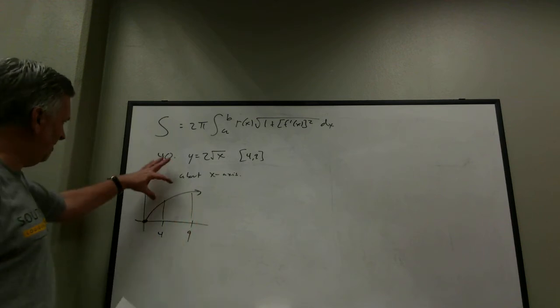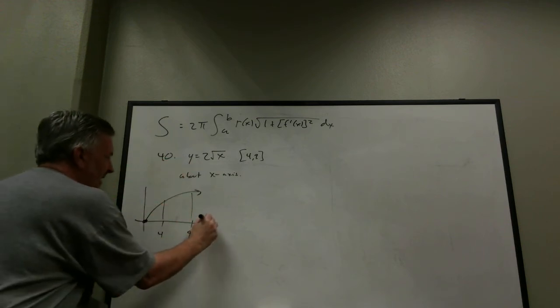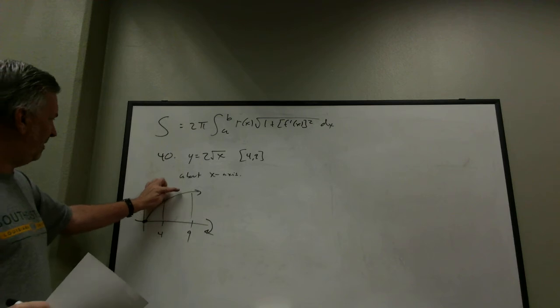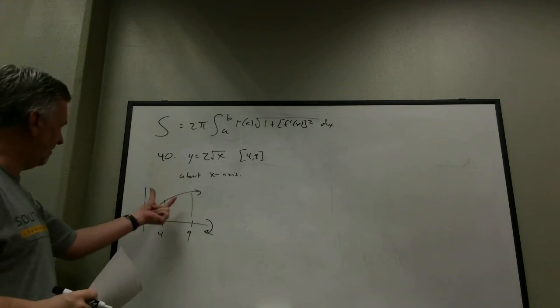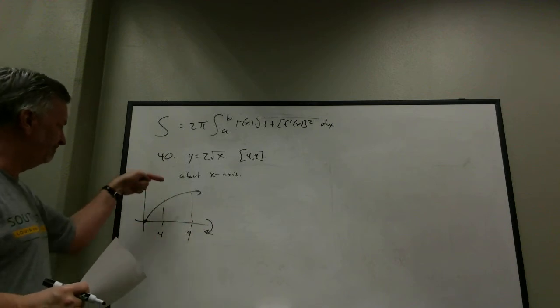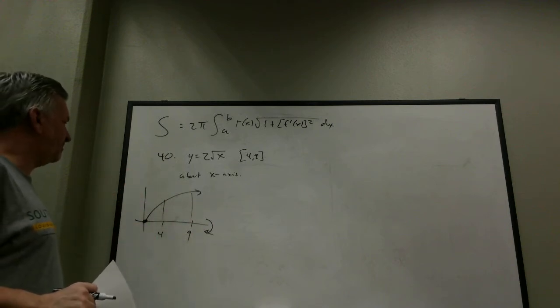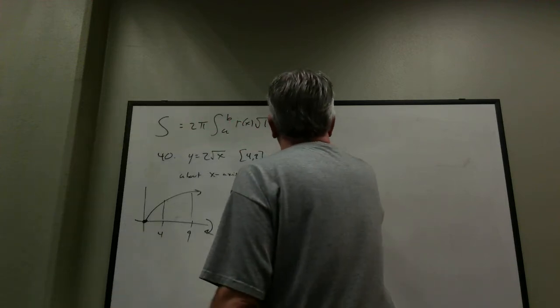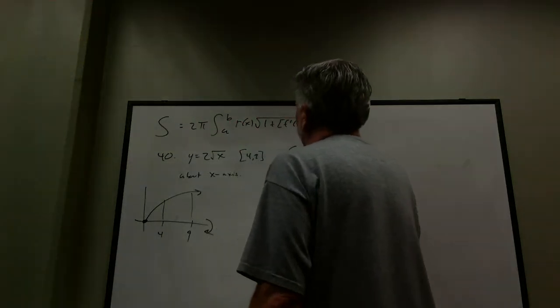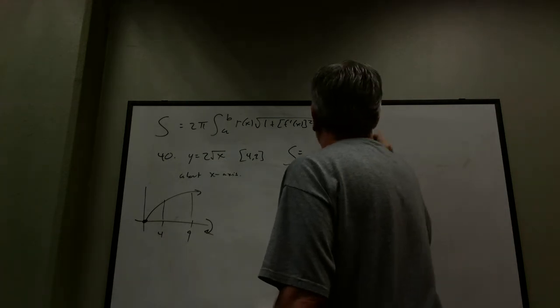Okay. So imagine this piece here, we're going about the x-axis. So imagine this part rotating about the x-axis, and we're going to find the surface area of just that piece that rotates around. Okay? So what's the formula going to be? Well, it's 2 pi, integral from 4 to 9.